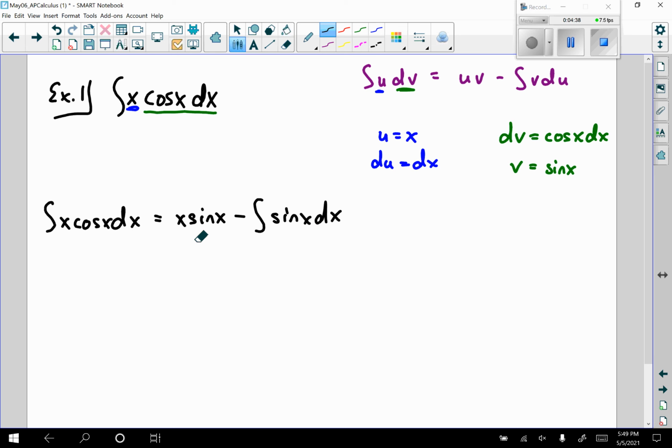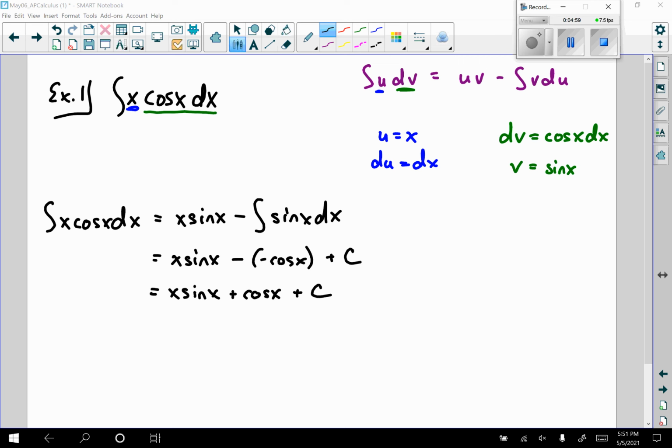So now, by using this integration by parts, I now just keep the first product the same here. And now I just need to take the integral of this. So the antiderivative of sine x is going to be a negative cosine x. And I still need that plus c at the end, constant of integration. So we get x times sine x plus cosine x plus c.